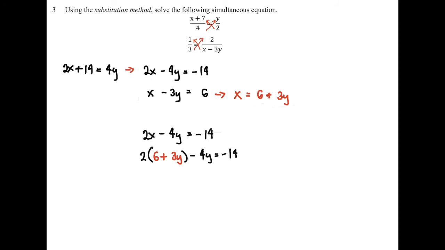So as you can see, there's no more x in our equation, so we just need to solve for the value of y. We simplify everything, so it becomes 12 plus 6y minus 4y equals negative 14. Solving for y, 2y equals negative 14 minus 12. 2y is equal to negative 26. Therefore y is equal to negative 13.